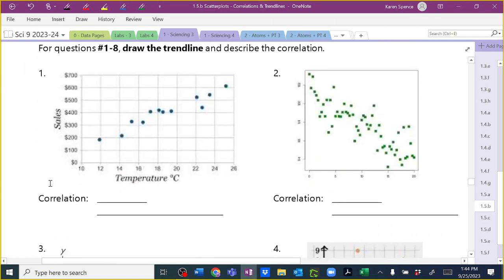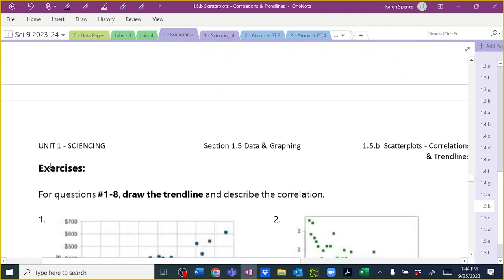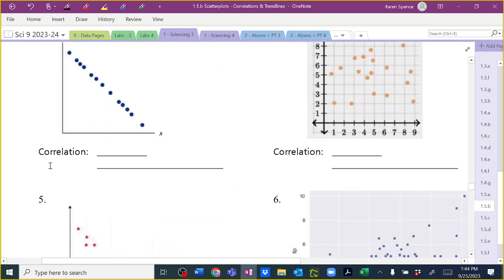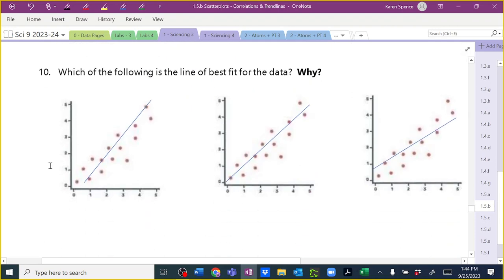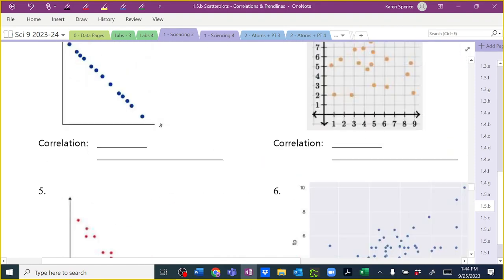Now, for homework, what I would like you to do is questions 1 through 8. Actually, do questions 1 through 10. There we go. That is on pages 99 and 100.